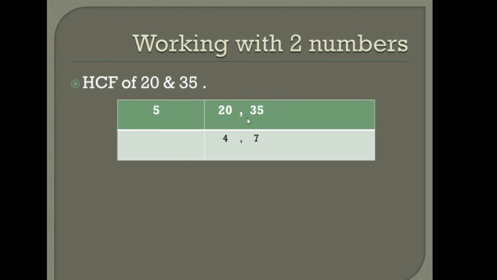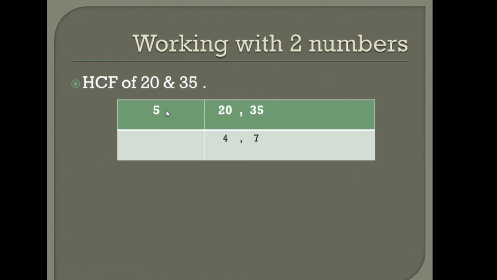In that method, what we are going to do is take the division method. That is called the division method. In this method, we will check by which number we can divide them one by one. Okay, 20 and 35. I will check what is a common factor, or what is a common number by which I can divide 20 and I can divide 35. So 5 is a possibility.